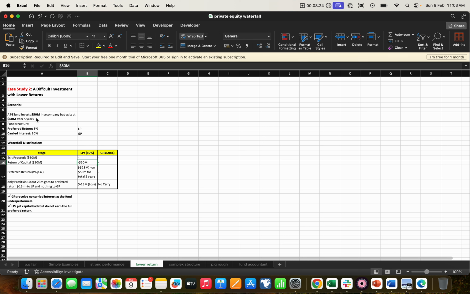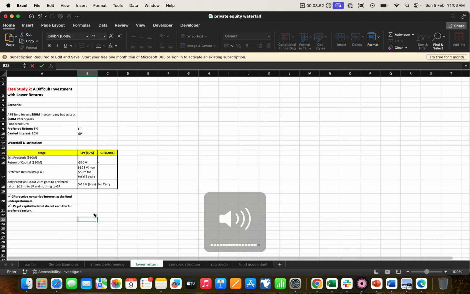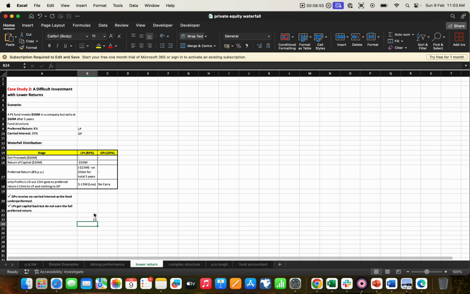So 60 million is the exit. Return of capital is the 50 million they invested. Preferred return is 23 million. This is how we calculated it for the 5 years on a cumulative basis, as I have shown you in the previous example. So 23 million. Out of 10 million profit, 23 is gone only for interest to the LP. So they are in the negative now, 13 million.